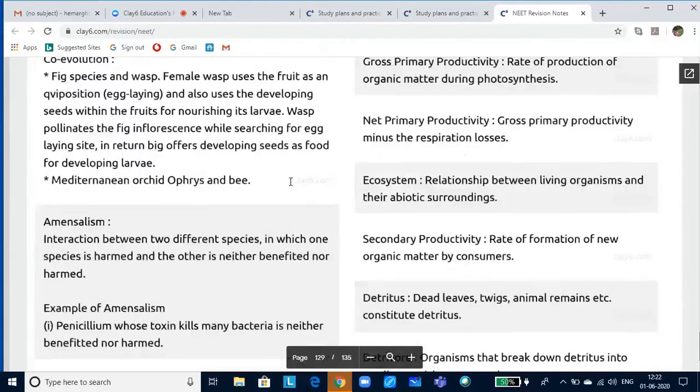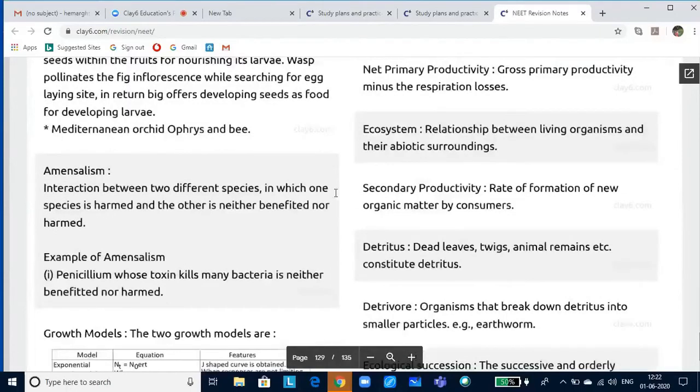Now, coevolution: the fig species and the wasp is an example. Here, the female wasp uses the fruit as an oviposition site and also uses the developing seeds within the fruits for nourishing its larvae. The wasp pollinates the fig inflorescence while searching for an egg-laying site, and in turn, the fig offers developing seeds as food for the developing larvae. Again, you can give the example of the Ophrys orchid and bee, which are also coevolved with each other.